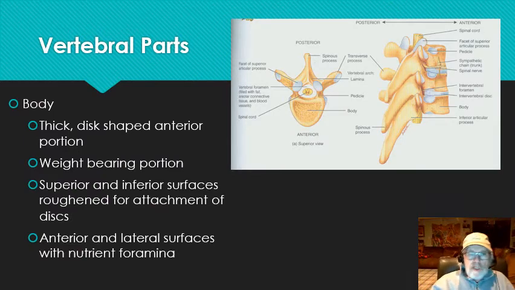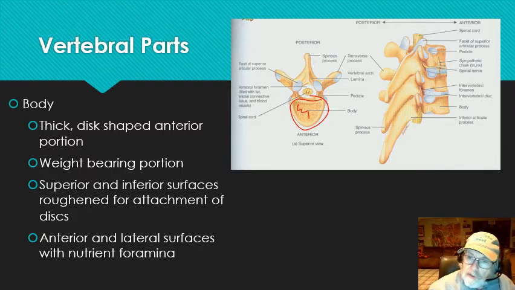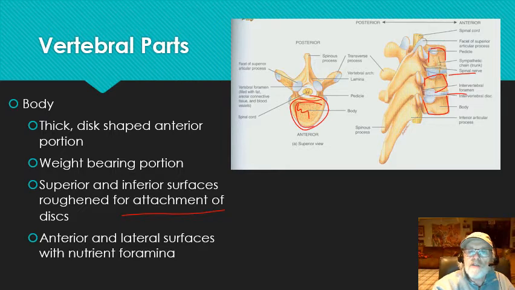Let's talk about the vertebral parts, okay? And all the vertebrae are similar in certain ways, okay? First, let's talk about the body. This area right here is the body. It's sort of disc-shaped, and basically it's a large weight-bearing portion. The disc would be sitting in here. So in other words, here's the body, here's the body, here's the body, and then the disc is between each of the bodies, okay? So the superior and inferior portions are sort of rough. They're very rough, and that's for the attachment of the disc. So the disc will attach to this surface on the bottom side of that vertebra, okay?